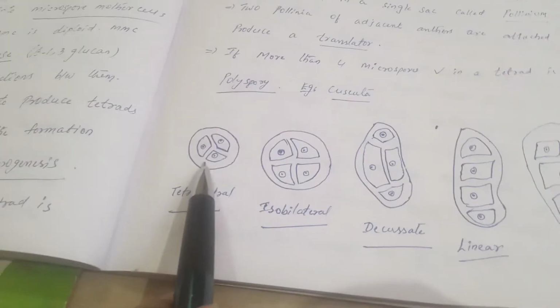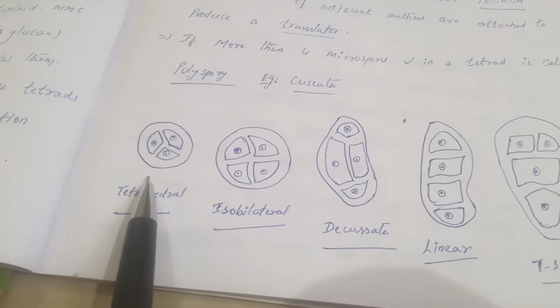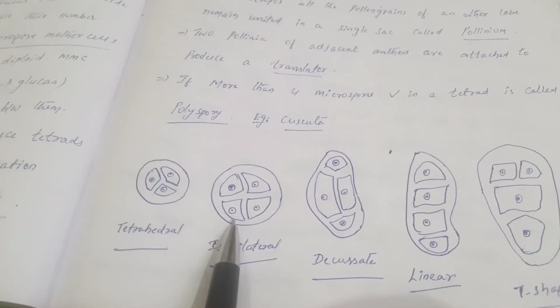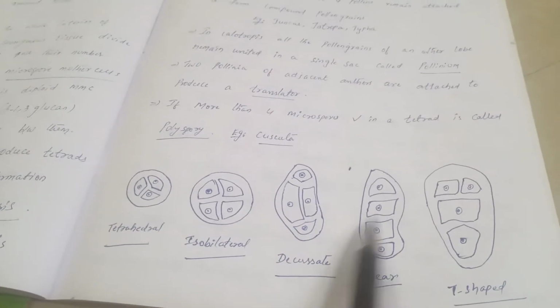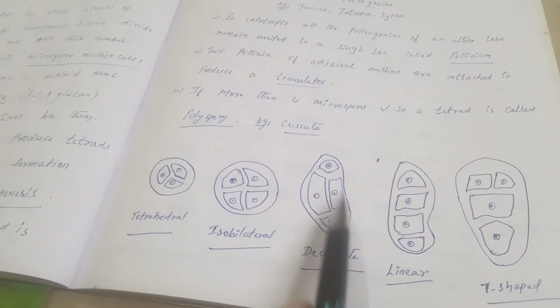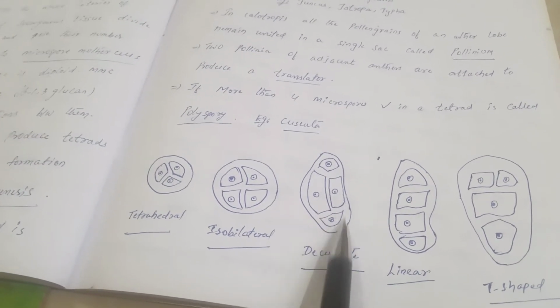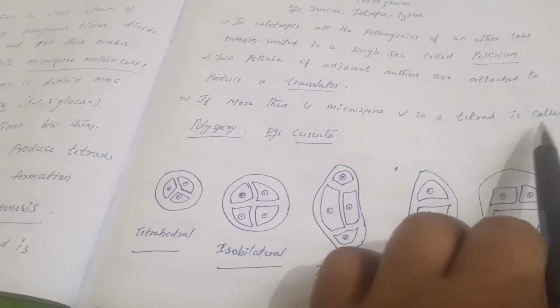And these are the different shapes of microspore tetrads. This is the tetrahedral, the common shape, and this is isobilateral, this is decussate, this is linear, and this is T-shaped. In all cases, each microspore tetrad has 4 microspores. All 4 become functional, except in Cyperaceae family. In Cyperaceae family, out of 4 microspores, only 1 microspore becomes functional.